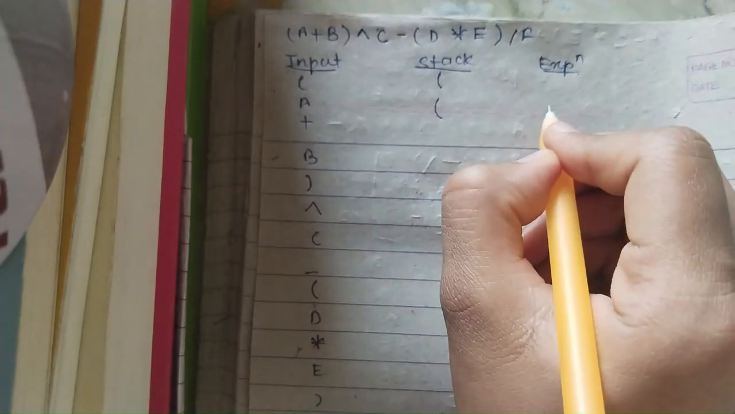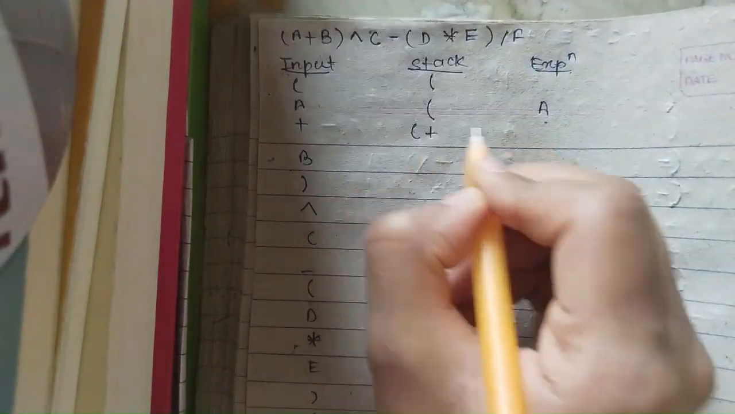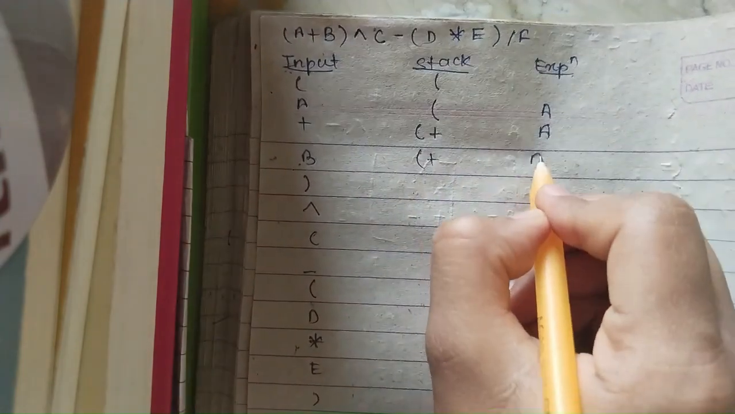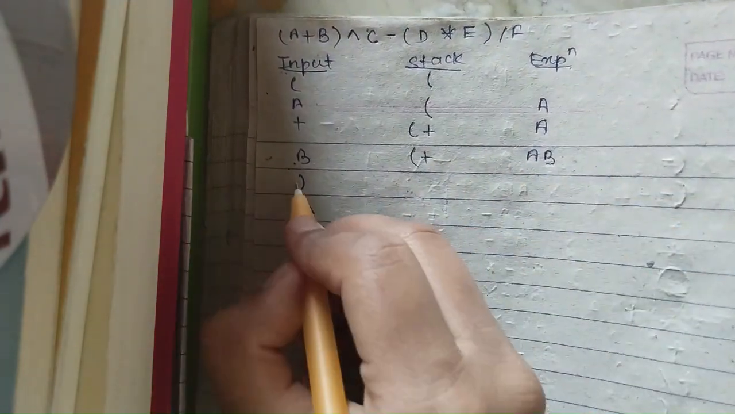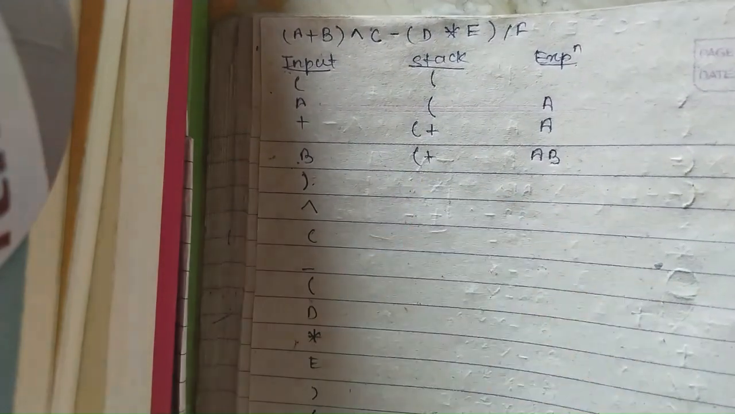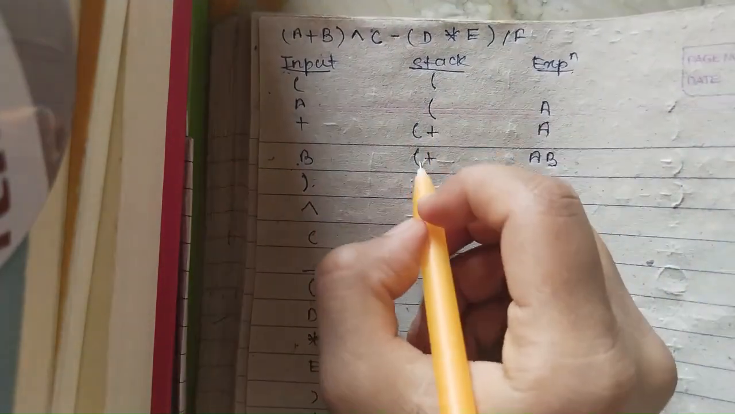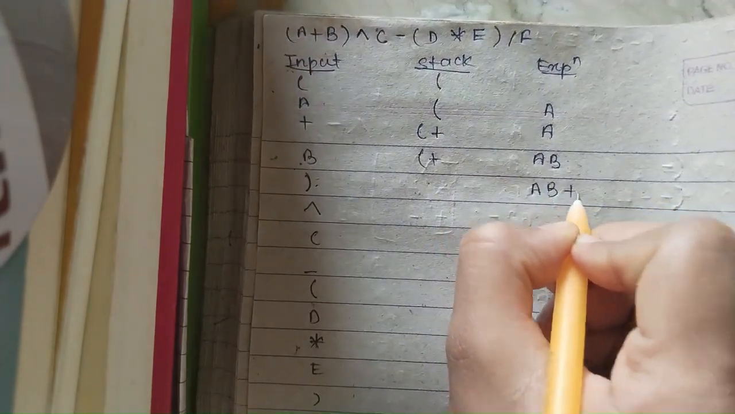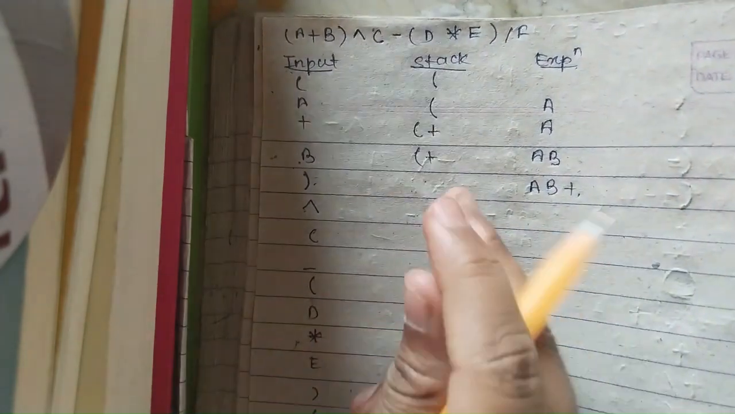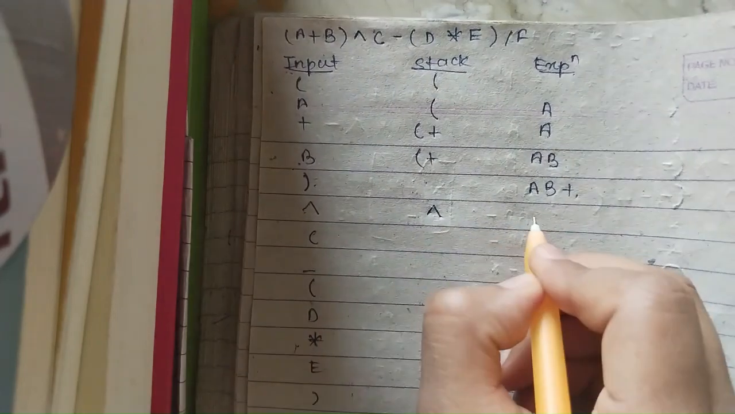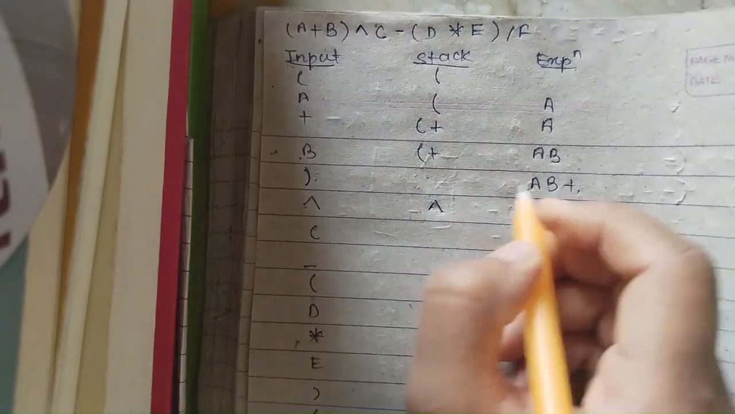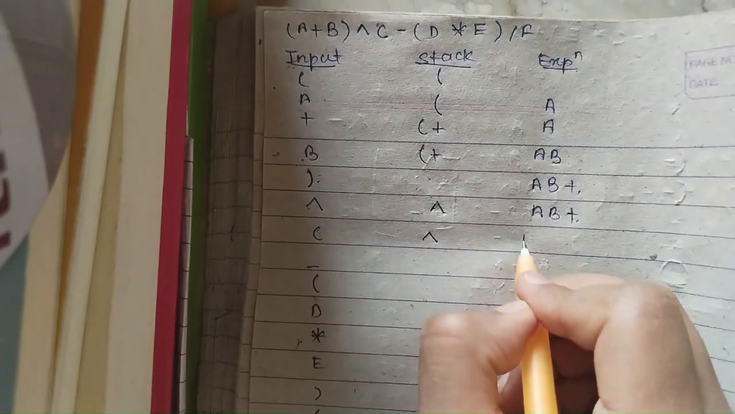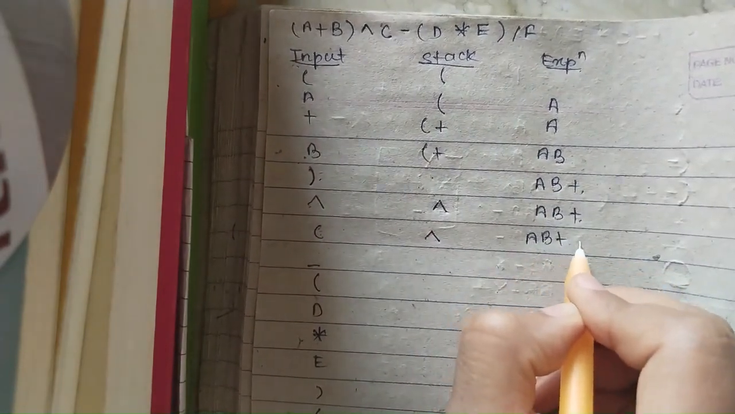So A, then plus comes, now B popped out in the expression, so A B. Next is this bracket, these two are opposite in nature, so plus is going to get popped out in the expression, so nothing will be left behind. A B plus. Next is exponential part, nothing is there in the middle. Exponential part, A B plus. Now again an alphabet, so it will be popped out into the expression: A B plus C.